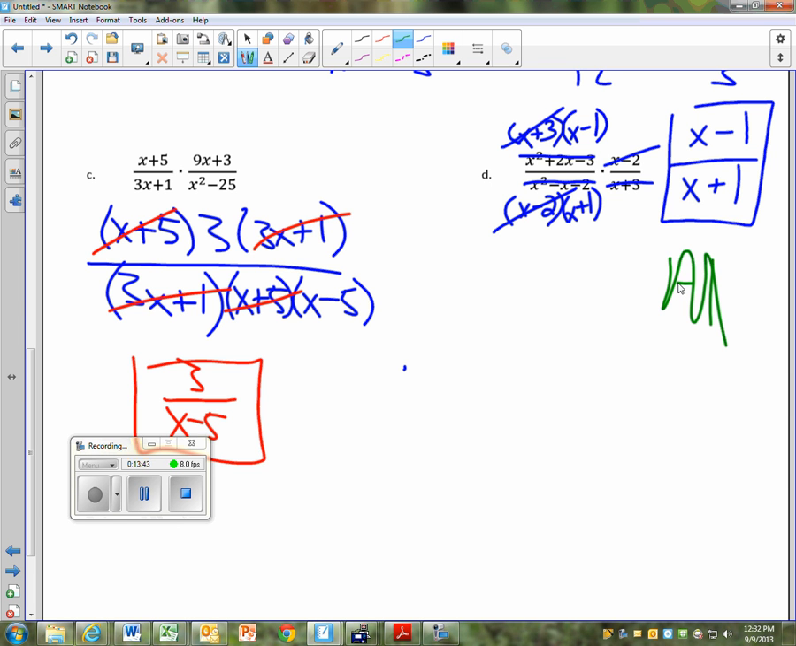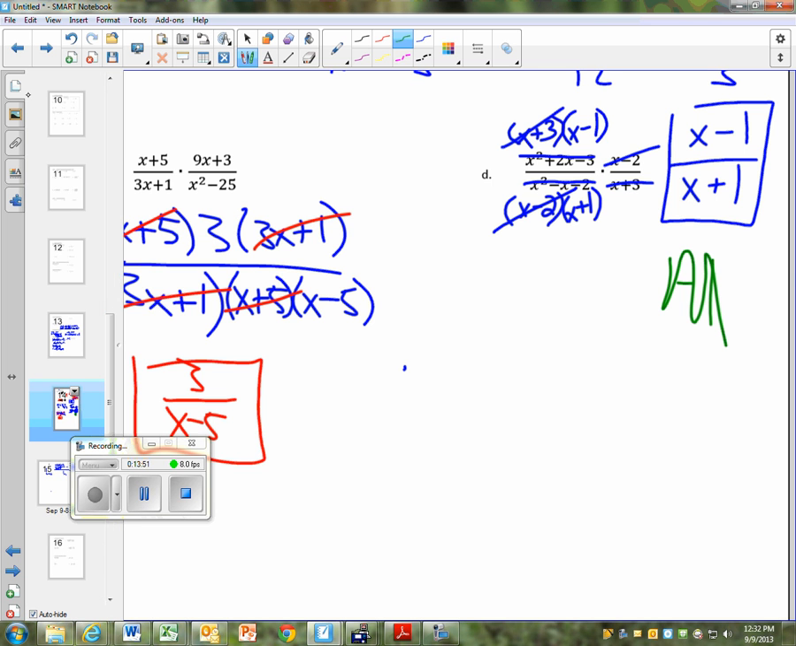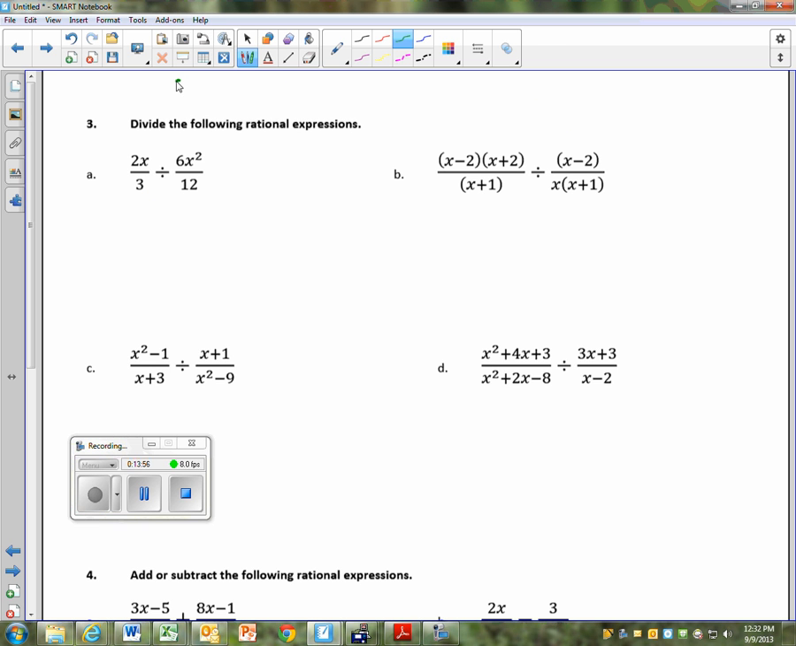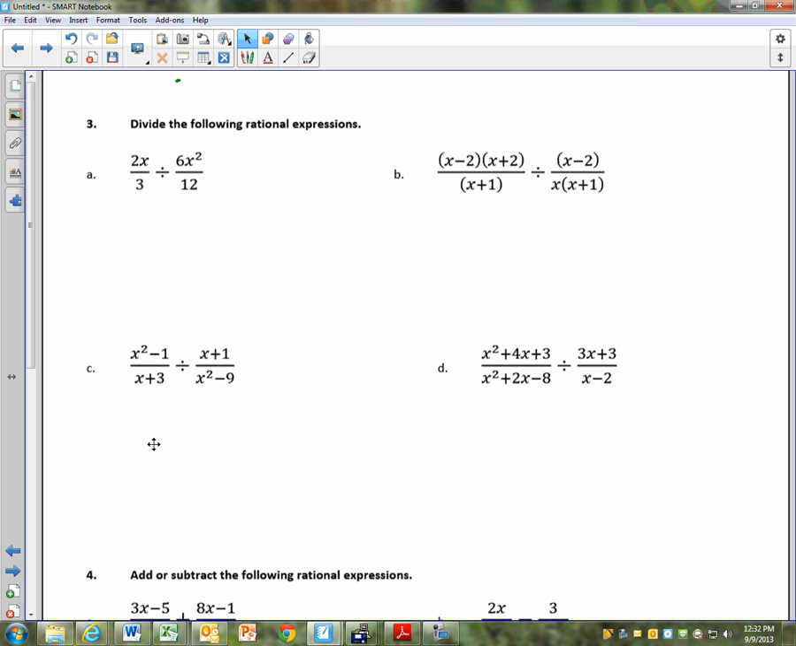So just stop with what you have in blue. Any questions on the front? Is that nice and easy? Okay, we'll get more difficult tomorrow, but today should be pretty straightforward, easy stuff for you. Okay, let's go to the backside. And we'll do A, B, C, and D.